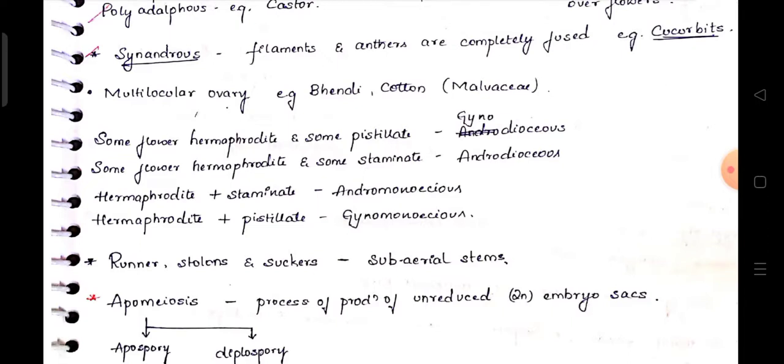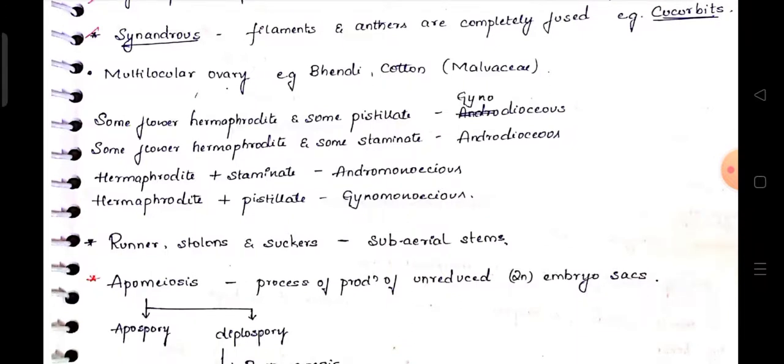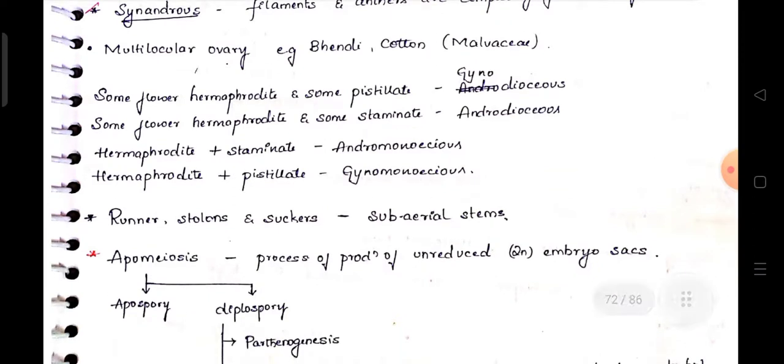Some flowers are hermaphrodite and some pistillate, found in gynodioecious condition. Some flowers are hermaphrodite and some staminate in androdioecious. Staminate means male part and pistillate is female. Here androdioecious and gynodioecious are the terms given. Then andromonoecious is hermaphrodite flowers plus staminate, means male part. Gynomonoecious is hermaphrodite flowers as well as female or pistillate flowers.